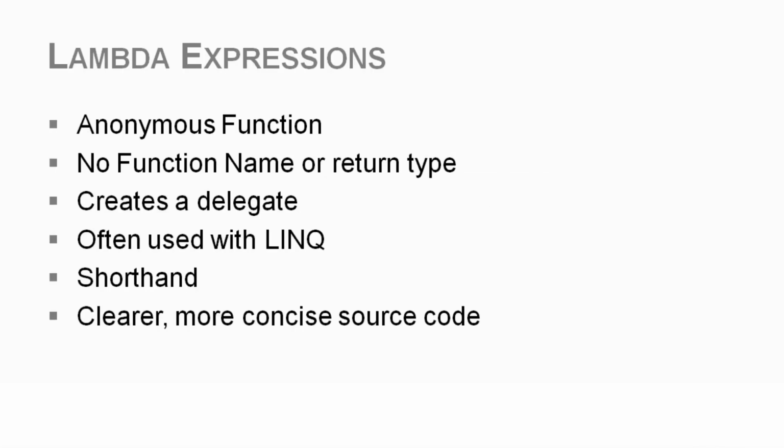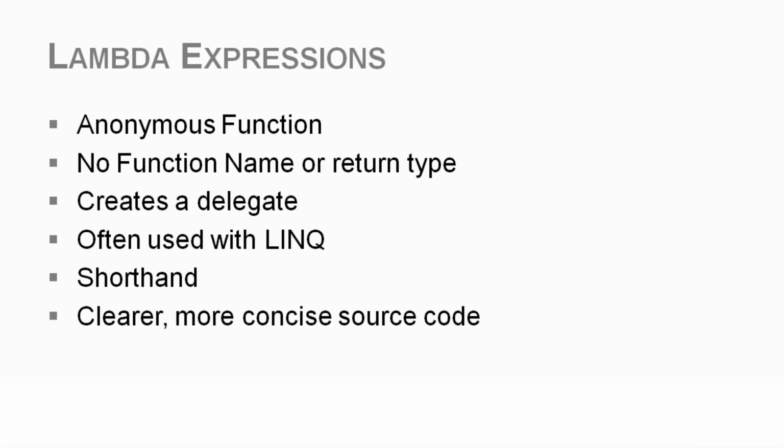I thought I would take this opportunity to give you a little bit of a primer on Lambda expressions. Lambda expressions are somewhat new, although not overly new at this point, but they were a language feature that was not in the original .NET or C# versions. Lambda expressions allow you to create an anonymous function. The function doesn't have a name or a return type. It basically creates a delegate, and you'll often see this used with LINQ queries.